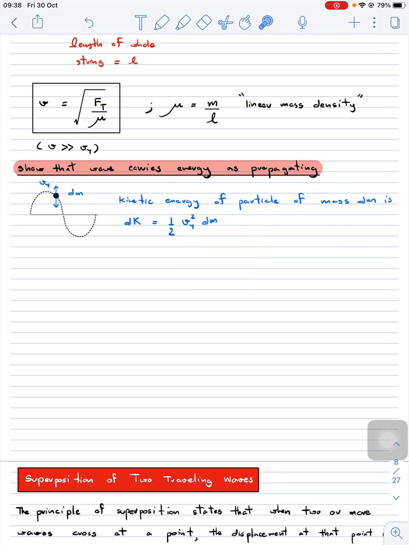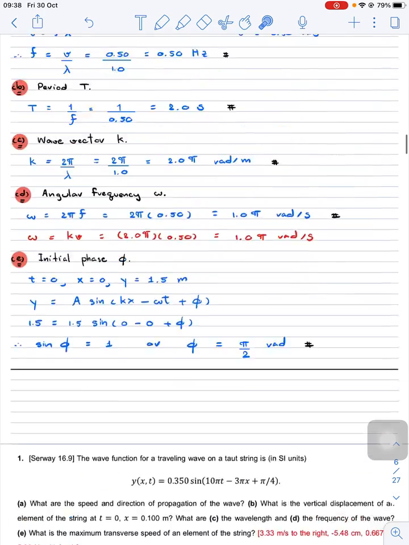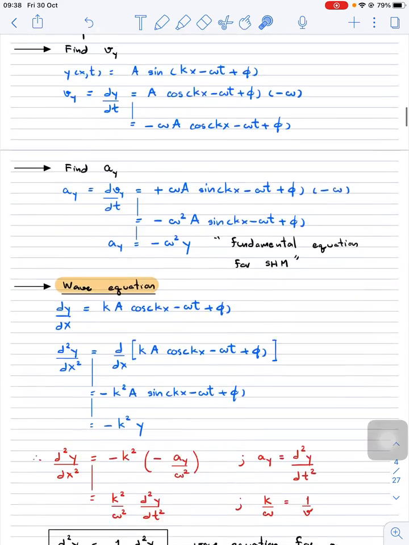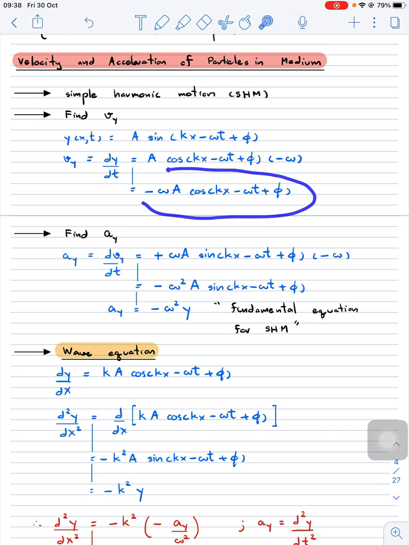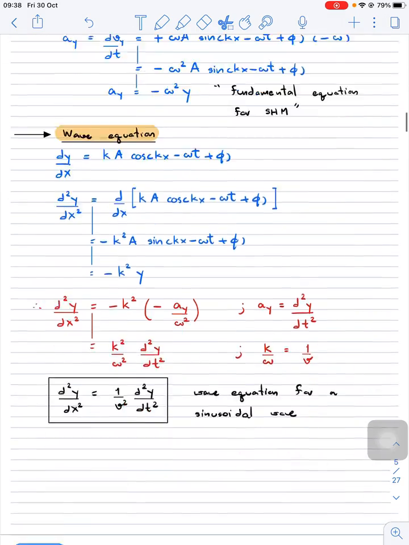So now let's just plug vy into these equations. Looking again, the vy is equal to negative omega A times cosine and so on. Let me just copy this one.